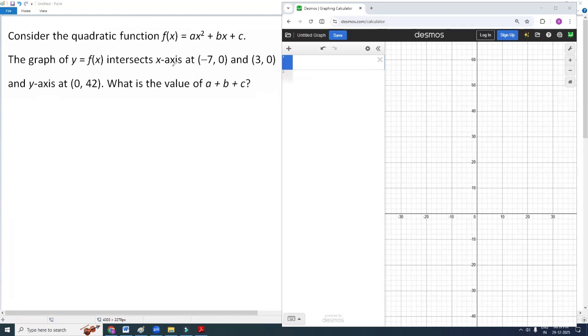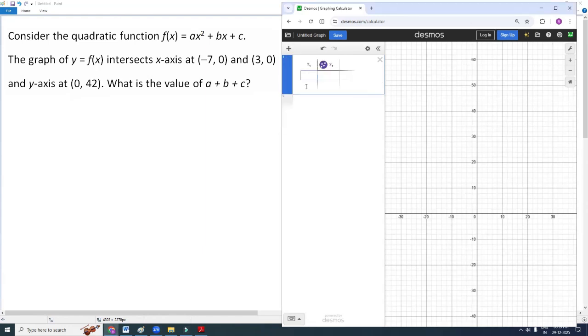For the given quadratic function, we have two x-intercepts and one y-intercept. Both the x-intercepts and the y-intercept will be on the graph of the given quadratic function. So we can take these three points, these intercepts, in Desmos using the table. Just click on this plus sign and go to the table.